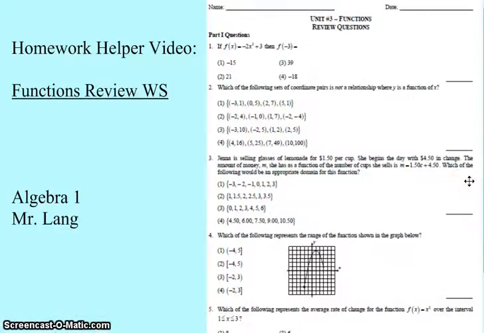As we get into Regents review time, my plan is to have you do topical reviews, which are on a specific unit or subject. And then we're also going to do practice Regents questions. But for tonight's homework, you're doing this functions review worksheet. And functions is something we've been talking about all year long. So this worksheet is an awesome review.